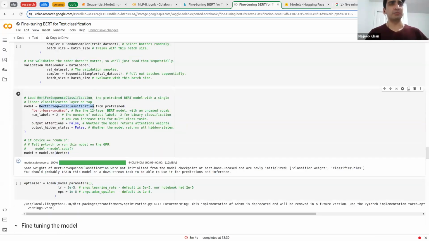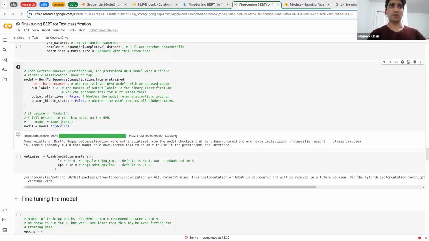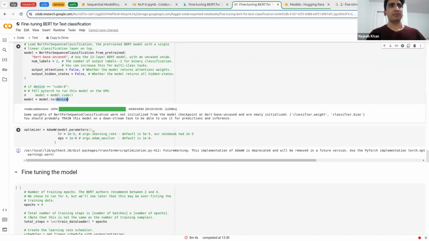Here it's loading the BERT for sequence classification pre-trained model. First it just loads it, and then converts it into the device. So if you have CPU, it will move it to CPU. And if you have the GPU runtime, it would move it to GPU. And then it's defining an optimizer. If you are familiar with PyTorch optimizers, this is the same. You provide a learning rate and an epsilon.